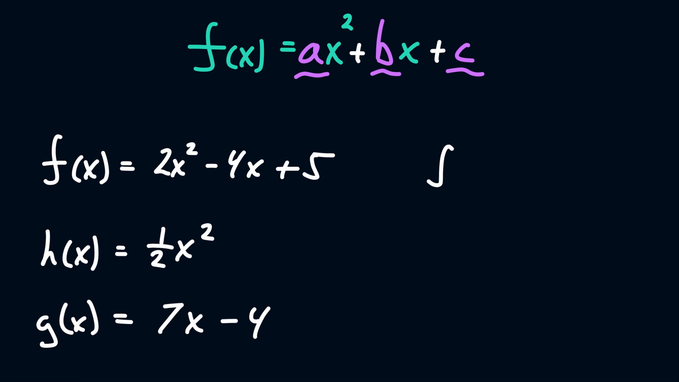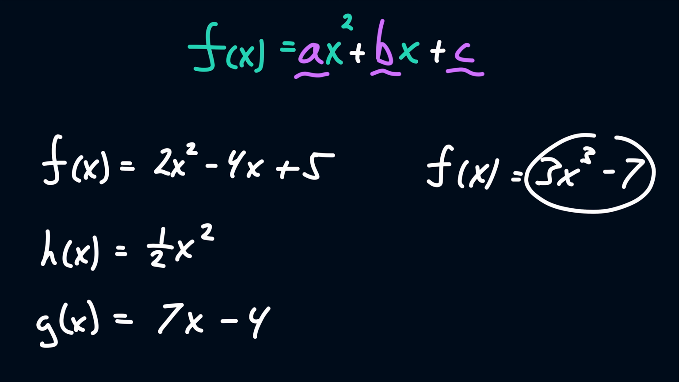What about if I gave you f of x equal to 3x cubed minus 7? Is that a quadratic function? You got it. Nope, it's not. The reason is that we now have a power of 3. You cannot have a power of 3 in a quadratic. This is actually called a cubic function. It's going to look very different and behave differently. Let me give you one more example, a little bit more challenging.